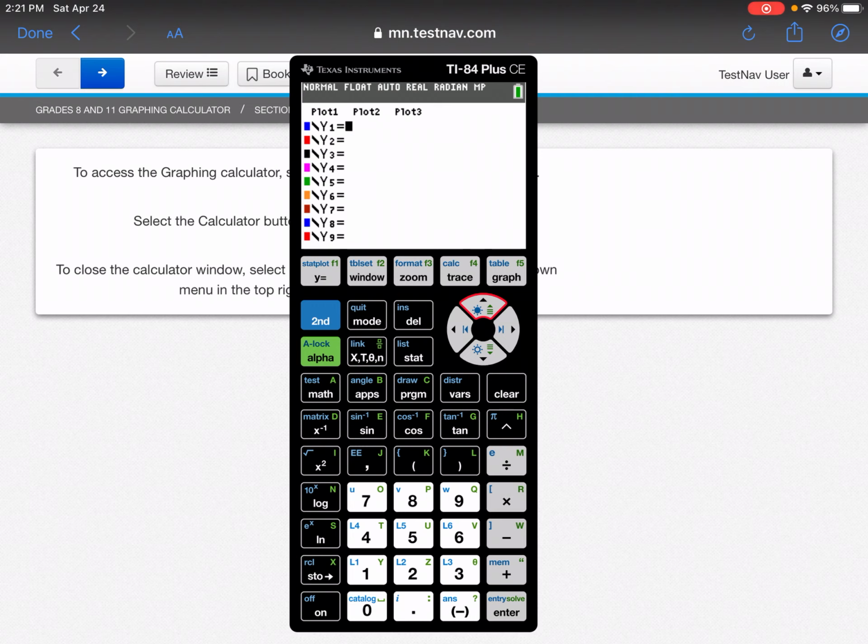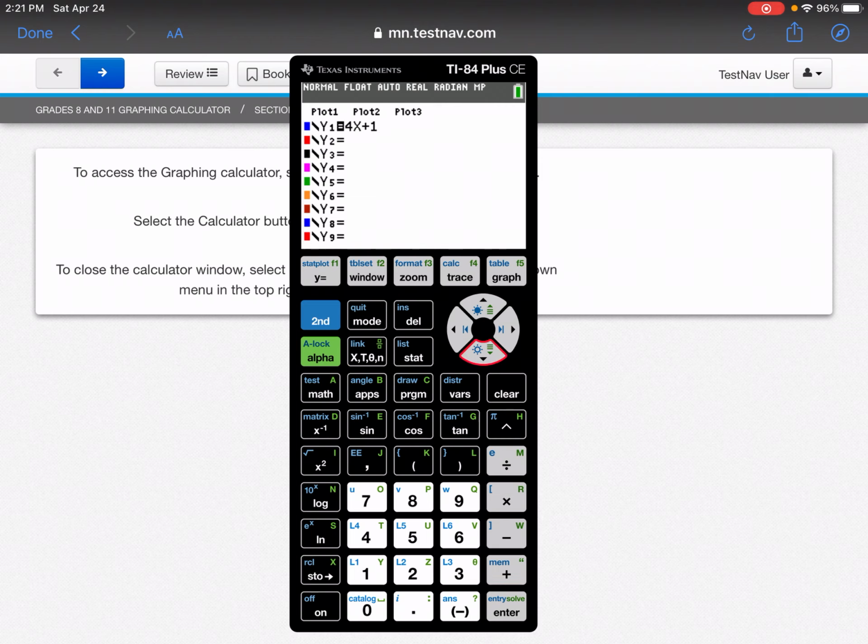So the first one will go right here. Our first equation was 4x plus 1. So 4, the x button is right here, to the right of that green alpha button. You'll notice it says X, T, theta, and n. That's where you'll find the x, so use that. And then plus 1. Okay, so that's y equals 4x plus 1.